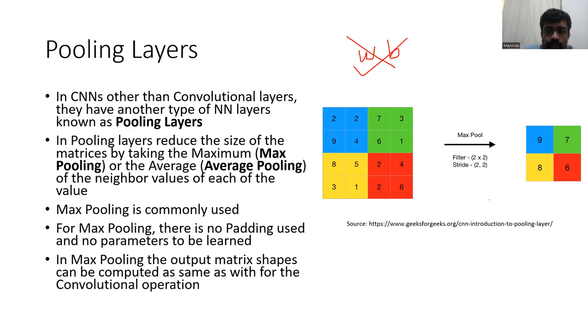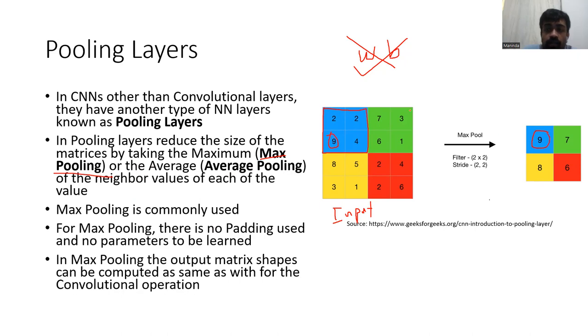For example, suppose this is the input matrix. What you do is pool this matrix into four colors: the blue, green, yellow, and red. In each pool, you take the maximum. That is known as max pooling. First we take the blue pool, 2, 2, 9, 4. What is the maximum value? 9. So we take the value 9.